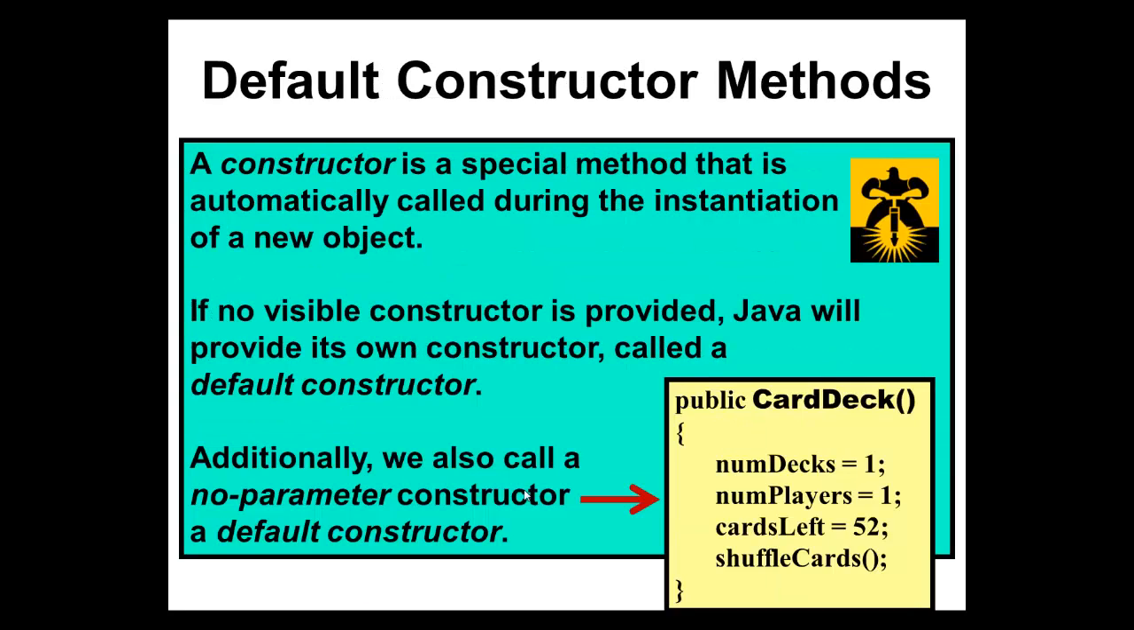Now, default constructor methods we talked about yesterday. A constructor is a special method that is automatically called during instantiation of a new object. The one we looked at together was for the bank class. It automatically created a bank account that had 0 balances. If no visible constructor is provided, Java will use its own constructor to call the default constructor, and it will very similarly initiate our data to basic values. Additionally, we also call a no parameter constructor a default constructor, much like the one for the card deck shown at the right and the bank account we looked at yesterday.